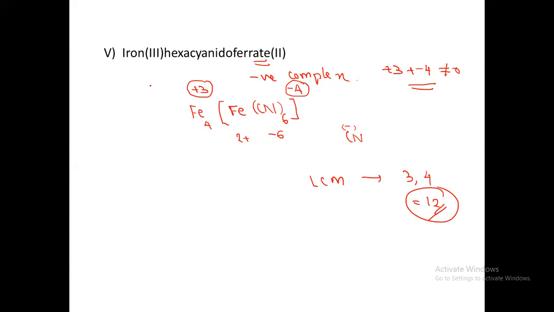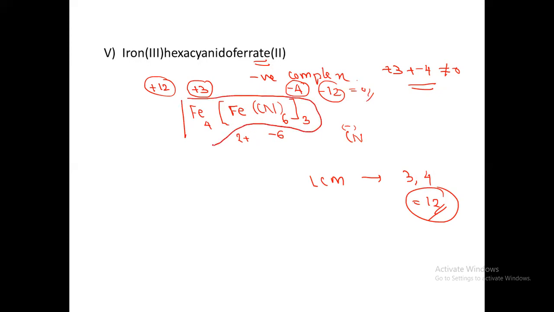So 4 into 3 is +12 charge. Now 4 Fe means what is the total charge of the counter ion? +12. Now what is the total charge of the complex? -4, right? So to make it 12, how many complexes do we need? 3 into 4 is 12. So 3 complex ions we need. So 3 into -4 is -12. Now +12 -12 is 0. Okay, so this is the answer.